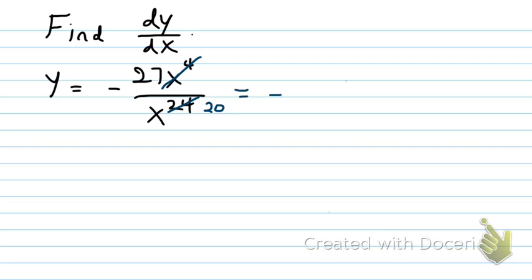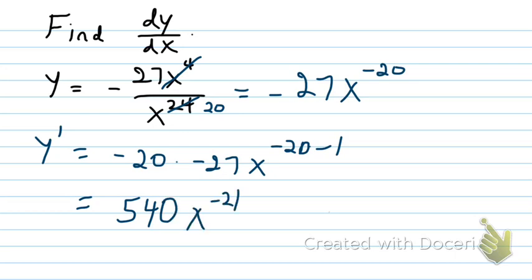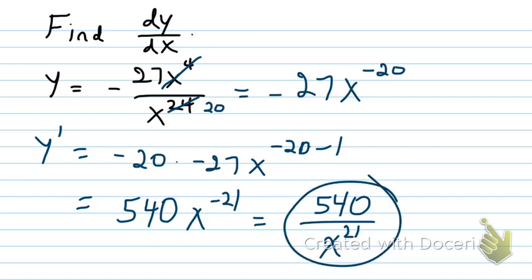So we can rewrite this function as negative 27 x to the negative 20. If I move that base to the numerator, I simply make that power the other sign, in this case negative. Okay, we could use the power rule now for the derivative. We'll take that negative 20, multiply it times the negative 27 out front, and then subtract 1 from the power. So that's going to be positive 540 x to the negative 21. And if we want to clean this up, we'll move that base to the denominator and call it 540 divided by x to the 21 for the derivative.